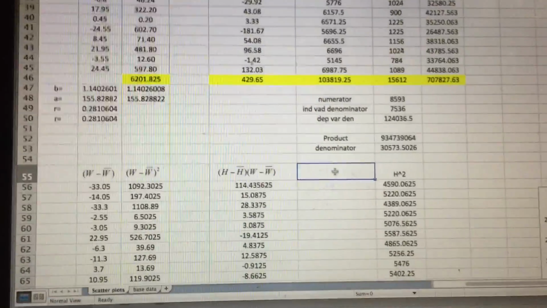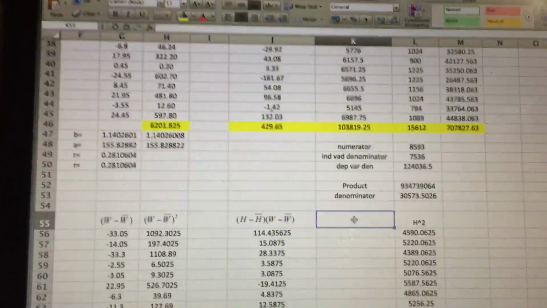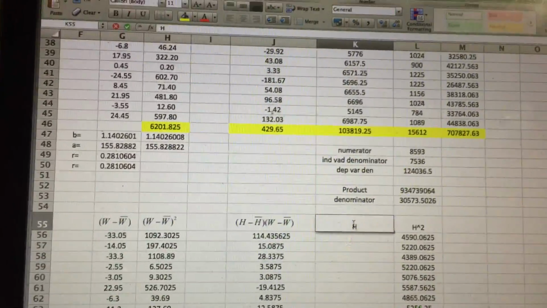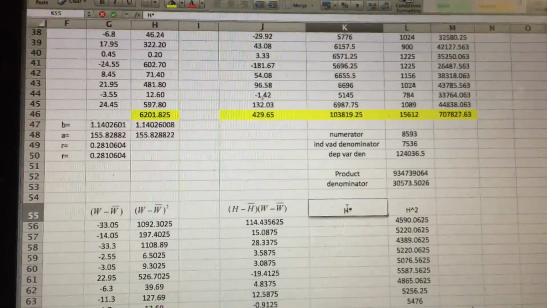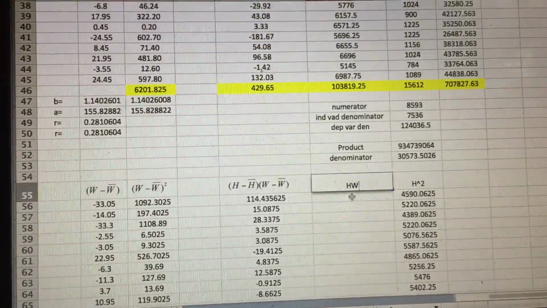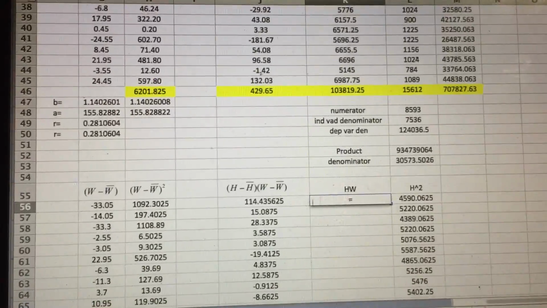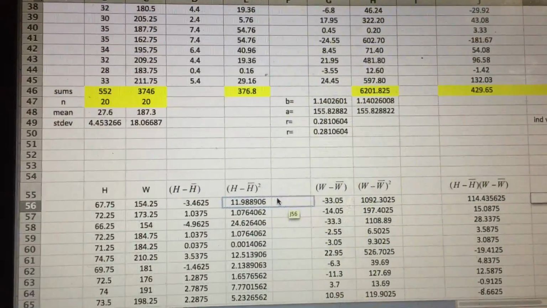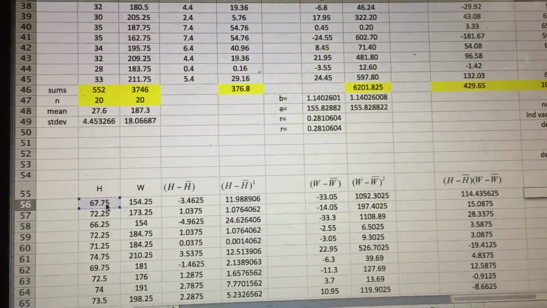I'll do just one together. For us it's the H. For this one, H times, or H, I'll just say HW, right? So how are we going to do that? We're going to take this one here, right?